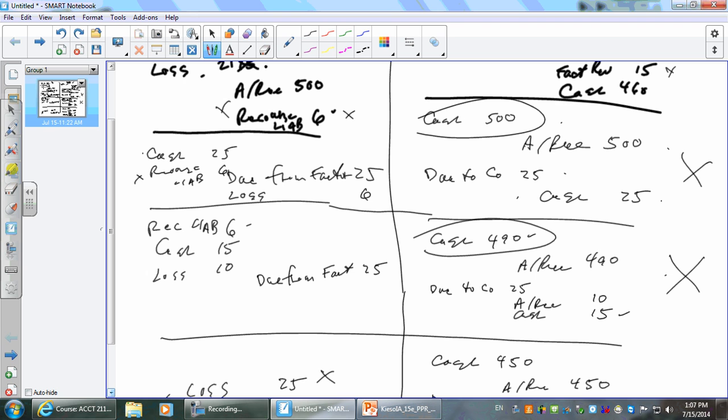My cash still stays 15 they sent me, right? My due from factor is still gone, 25. I thought I was going to collect 19. I only collected 15. How much loss do I have? 4. Reduce it by the 6 that I already recognized as loss. Big deal. Right? Everybody good? Okay.